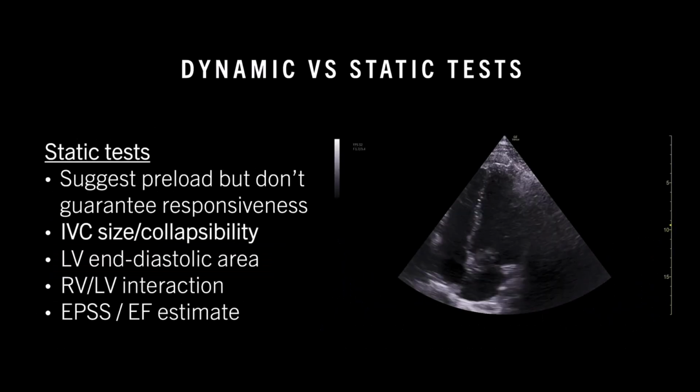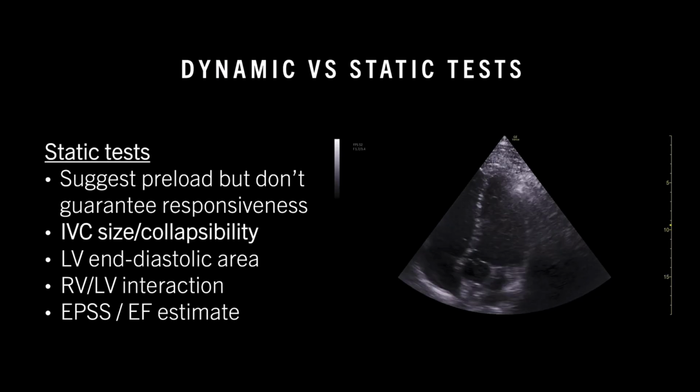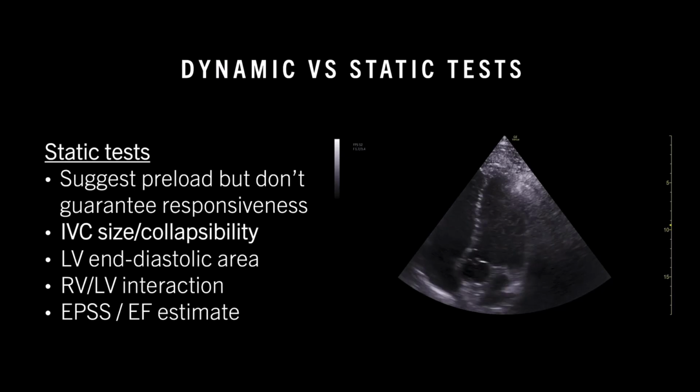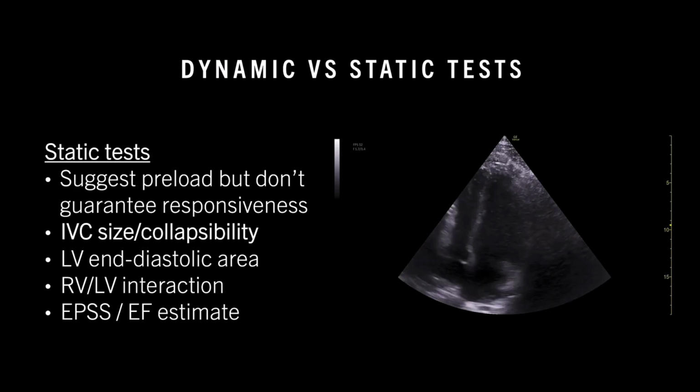Some static tests that we may be more familiar with, like assessing the IVC for its size and collapsibility, the overall interaction between the left ventricle and the right ventricle, and the global echo function itself, like ejection fraction using EPSS measurement. But these do not predict responses reliably. They provide context, not answers. So we think of static data more as background information.